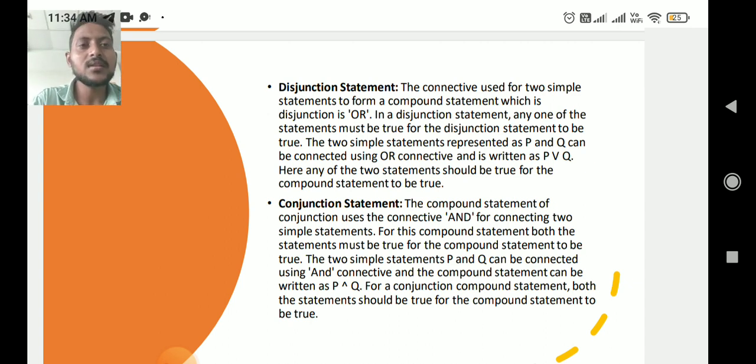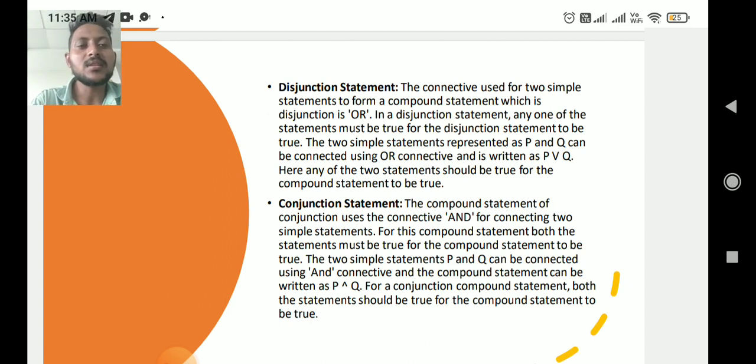Disjunction statement. The connective "or" is used for two simple statements to form a compound statement, which is a disjunction. In a disjunction statement, any one of the statements must be true for the disjunction statement to be true. The two simple statements represented as P and Q can be connected using the "or" connective and is written as P ∨ Q. Here, at least one of the two statements should be true for the compound statement to be true.